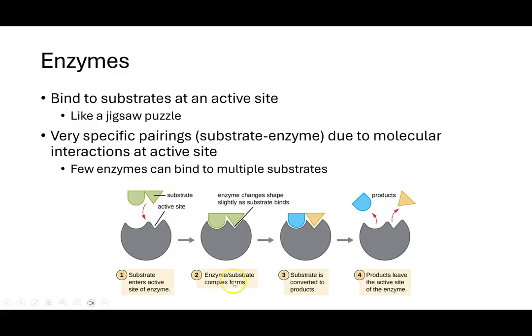So once that binding happens, the enzyme is going to change shape just a little bit because the molecular interactions here are going to slightly change the 3D structure of the molecules in those areas, but that means that these stay tightly linked for the duration of the reaction process. So then the substrate gets broken down or built into whatever products, and then the products leave the active site of the enzyme, and the enzyme is available to help with the very next reaction.